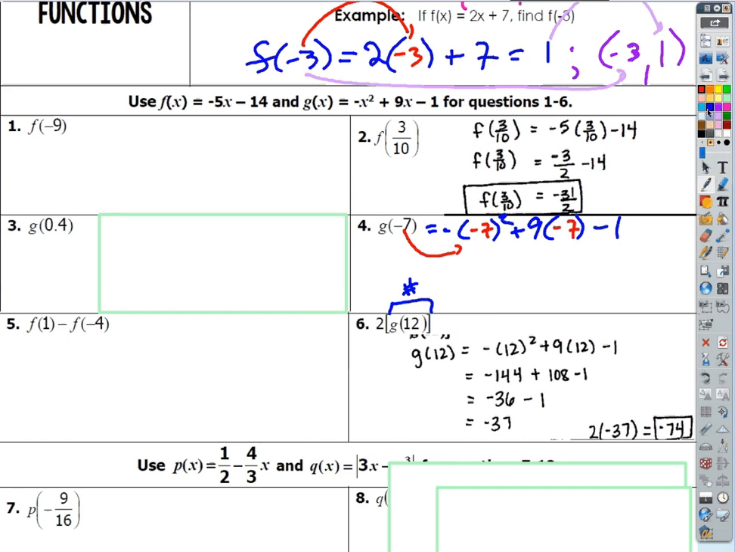And that's just going to give me negative 7 squared, which is what? 49, and then I've got this negative out front. I'm going to multiply by my 49, so I get a negative 49. 9 times negative 7 is negative 63, minus 1. So what's that give me? 64, so I'm going to get 113, is that right? Negative 113.